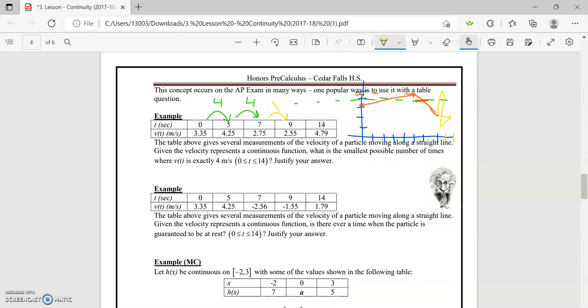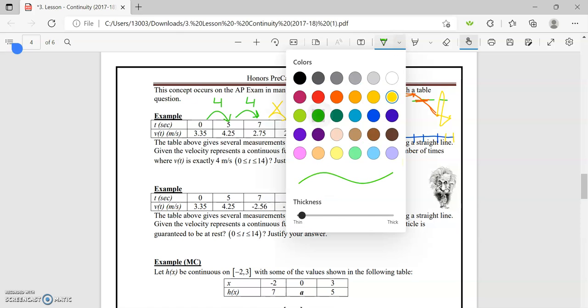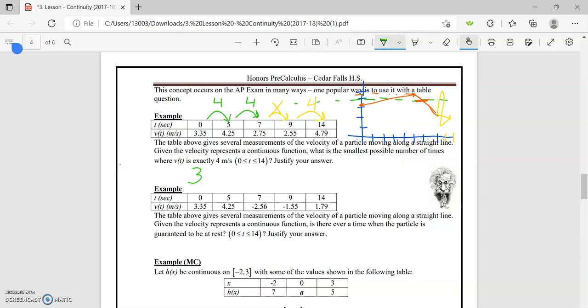So here, no. From 9 to 14, yes, I had to go from 2.5 to almost 5, somewhere between there, with a continuous graph, pencil not being lifted. I'm guaranteed to have crossed that. So from here to here, I did cross 4. So given the velocities, what is the smallest possible number of times? The smallest possible number of times is 3. There you go.